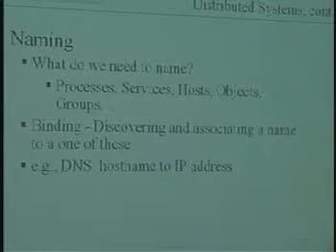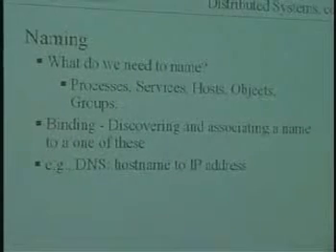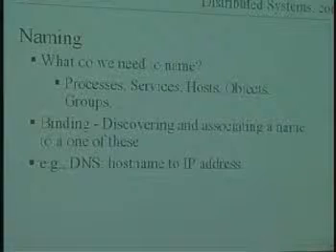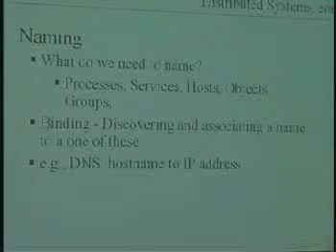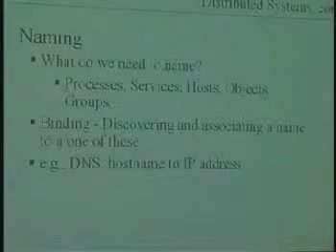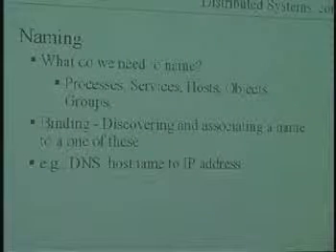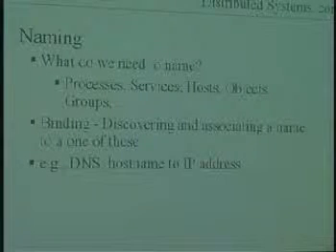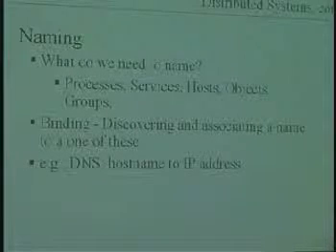So naming. What do we need to name? There's a lot of different things that we need to name. There's processes, there's services, there's hosts, there's objects if you're doing anything as an object-oriented system, and there's groups of these things also. When you think about naming, there's a process called binding. Binding is discovering and associating a name with one of these processes, services, hosts, objects, etc. You'll hear that term. You'll read it in some of the papers, and when someone talks about the binding states, they usually mean the two parts, this discovery and association.